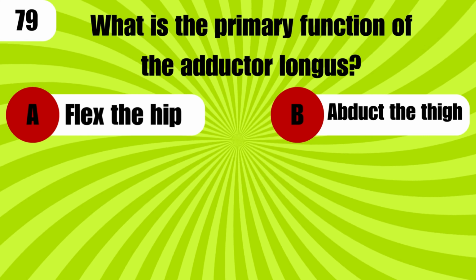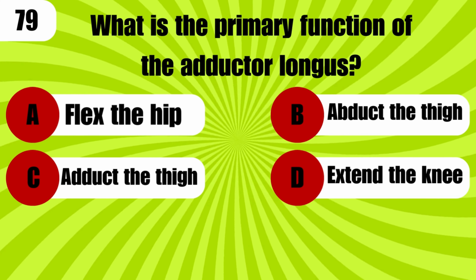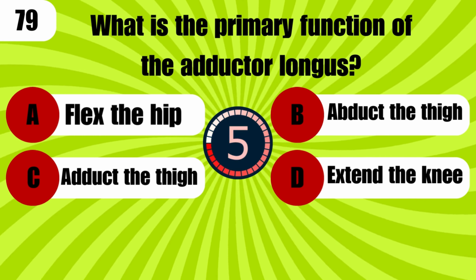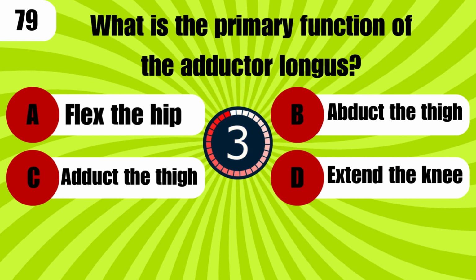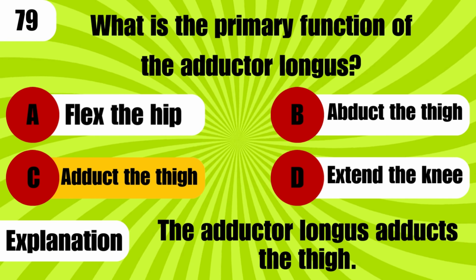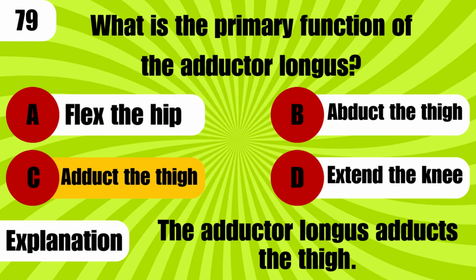What is the primary function of the adductor longus? Option A, flex the hip. Option B, abduct the thigh. Option C, adduct the thigh. Option D, extend the knee. The right answer is adduct the thigh. The adductor longus adducts the thigh.